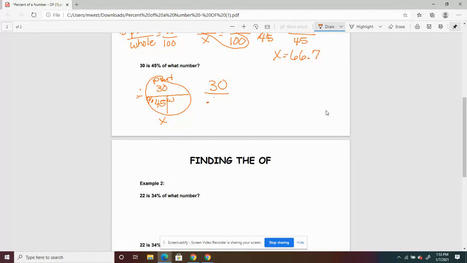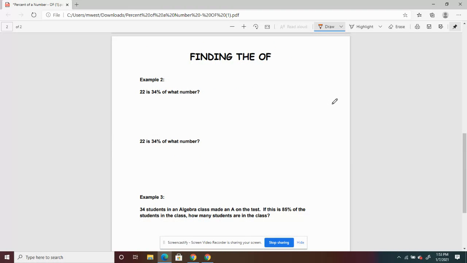Well, we know that we have to change that to a decimal. And 30 divided by 0.45 is also equal to 66.66, which rounds to 66.7. You can do either method or one that you know that may be different if you would like. All right, example number 2.